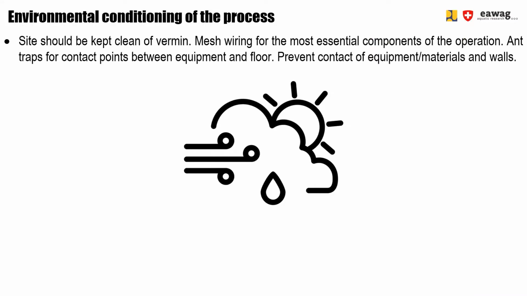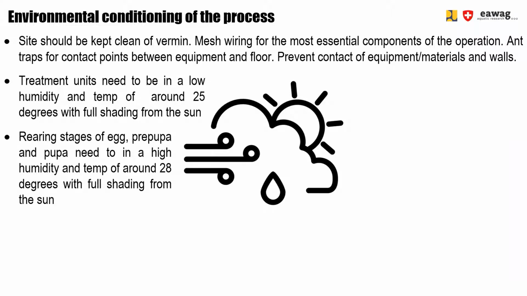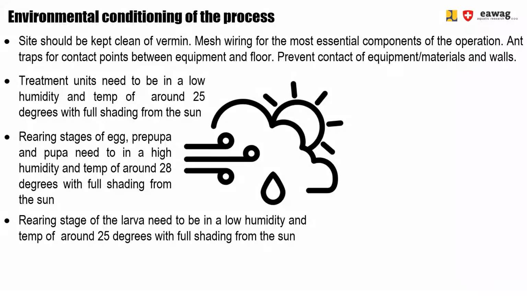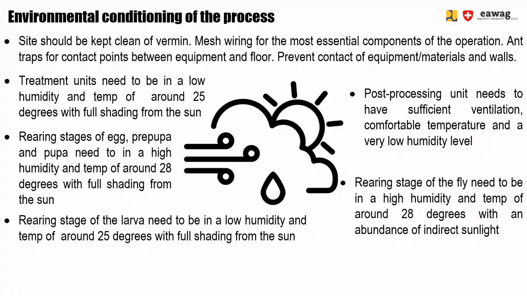So in summary, the entire site should be kept clean of vermin. For the treatment unit, a lower humidity and temperature in combination with no sunlight is best. For the nursery, the egg, pre-pupae and pupae stage require high humidity, high temperature and no sunlight. The larvae stage requires low humidity, low temperature and no sunlight. And the fly stage requires high humidity, higher temperature and an abundance of natural light, although no direct sunlight. Lastly, the process room needs sufficient ventilation and a comfortable working temperature in combination with a low humidity for improving the storability of the products.